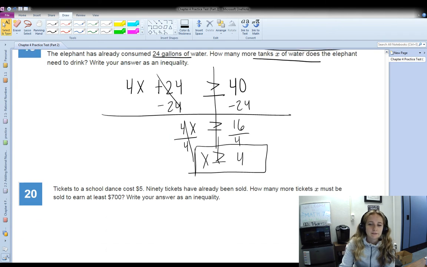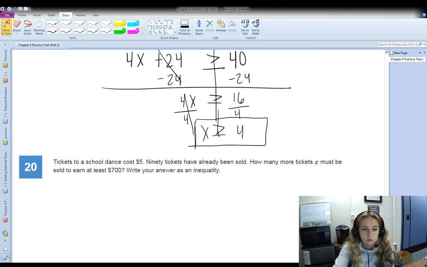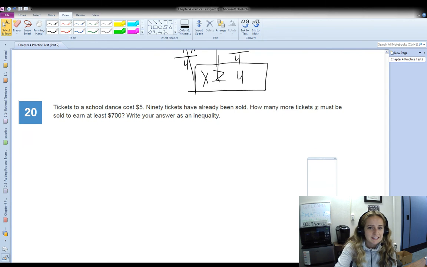Okay, number 20. Tickets sold at a school dance cost $5. 90 tickets have already been sold. How many more tickets must be sold to earn at least $700? Again, this is going to be a two-part inequality, so go ahead and write it and solve it.